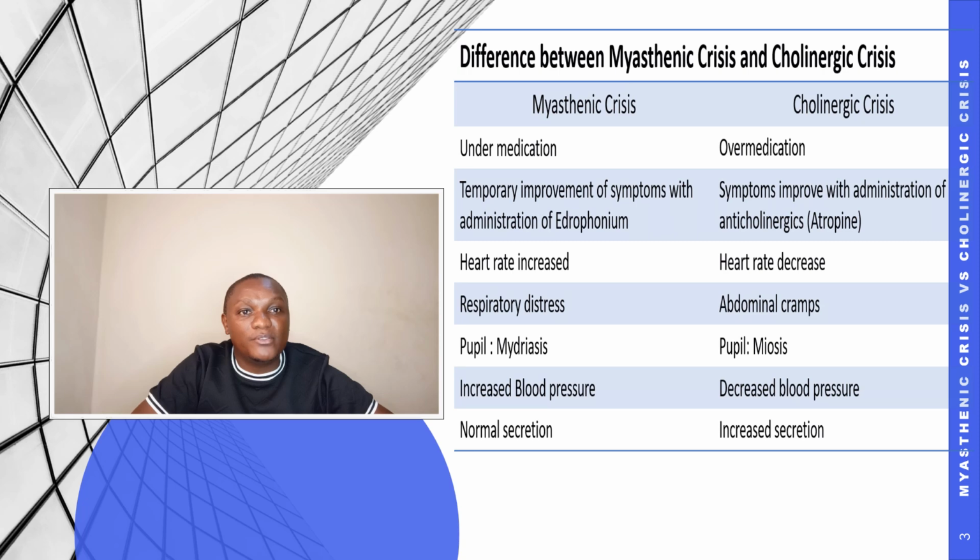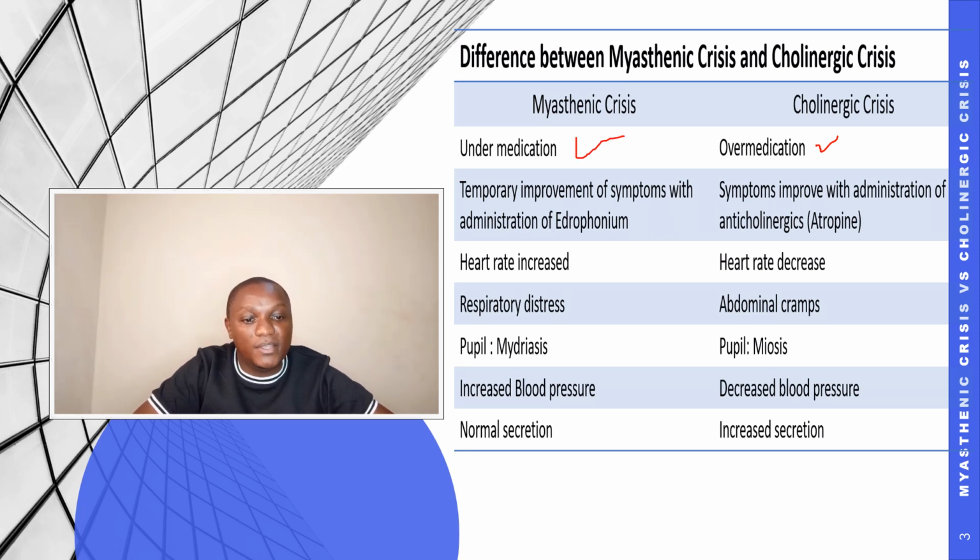Let us now proceed and look at myasthenic crisis and cholinergic crisis. Let us try to differentiate. In myasthenic crisis, it happens because of under-medication of these anticholinesterase drugs such as neostigmine and pyridostigmine. In cholinergic crisis, it happens because of over-medication leading to overstimulation. So that is one way to differentiate them.